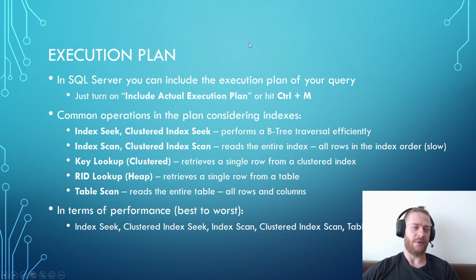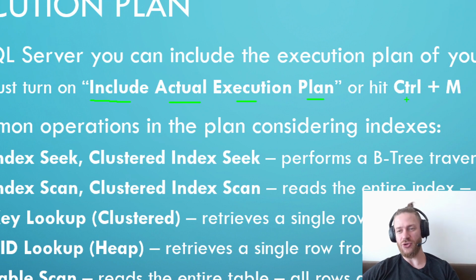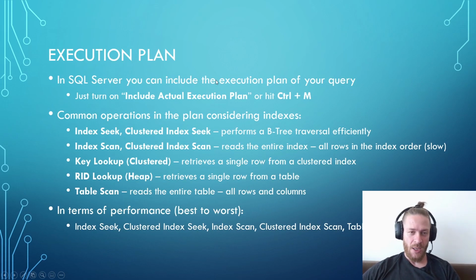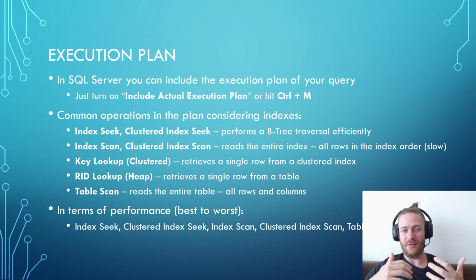To understand how our indexes work in different queries, we need to be familiar with the execution plan of the database. And in SQL Server, you can include the execution plan of your query by turning on Include Actual Execution Plan or just hitting Ctrl+M. The whole idea is that when you execute a query, you can see what happens with the query and how the SQL Server engine executes and finds the data in the query.